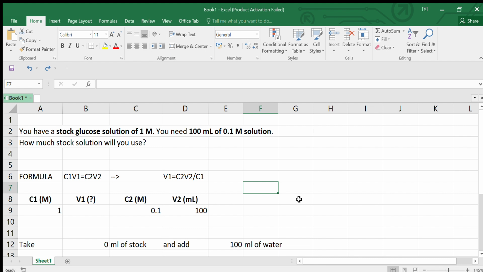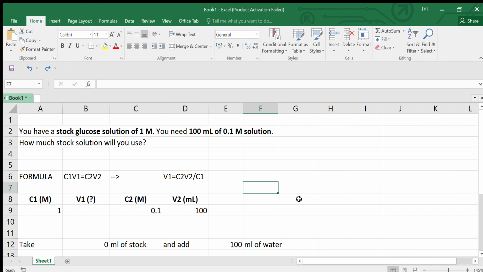Hello students, why calculate manually if you have Excel with you? And that is the reason today we are going to do a very simple calculation: if I have a stock solution and I want to dilute it to a given value, how do I go about it?